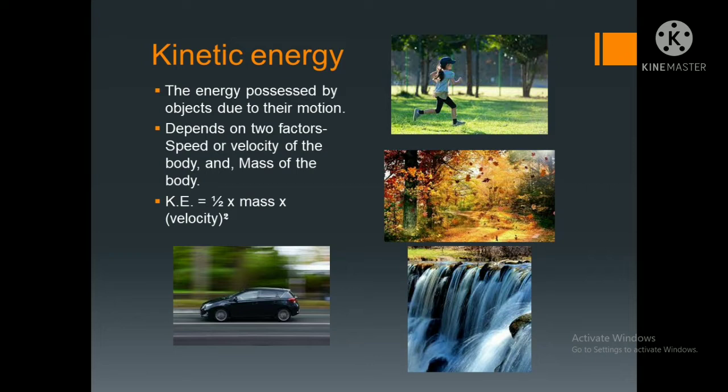Now let's talk about the examples. First example is when a small girl is running. A small girl is running, meaning the energy which she has in her body is in motion. Second is the falling of leaves. In the autumn season, the dried leaves will fall from the tree. So that is also kinetic energy. It is going in motion.